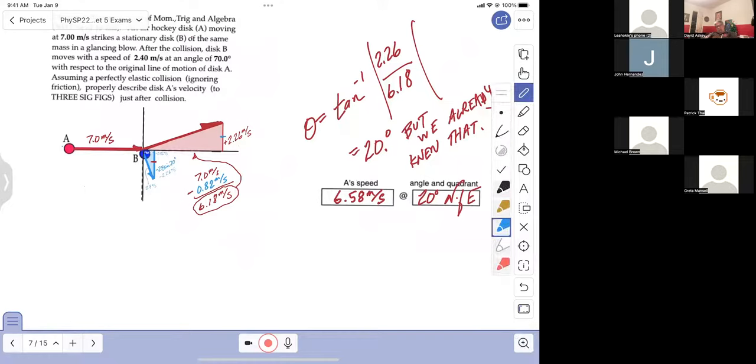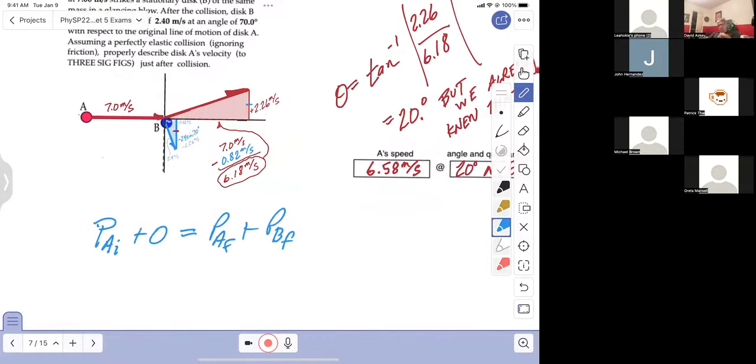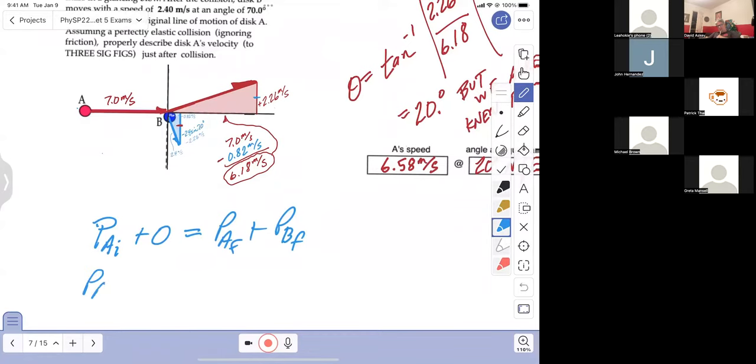So the stack and rack is like we've always done with I roof, J roof. I think I do stack and rack on the one on YouTube, but you do it the same way, only you have to be careful. In this case, we have PAI plus zero, because PBI isn't moving, equals PAF plus PBF. And we're supposed to solve for both. I know PBF. So I'm trying to solve, I say PAI minus PBF equals PAF.